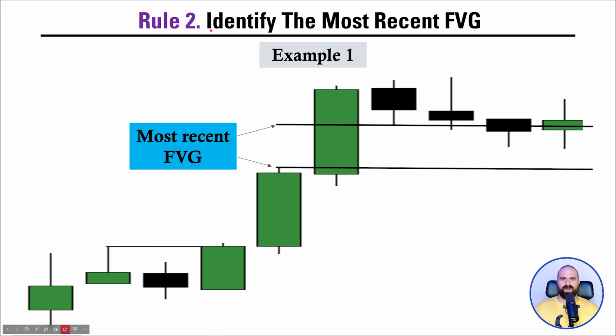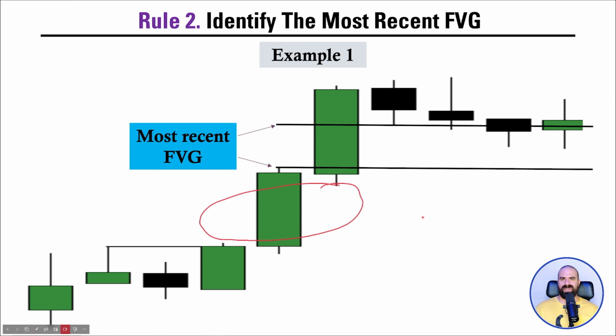Rule number 2 says identify the most recent FVG. FVG stands for fair value gap. The most recent, guys, what does it mean? It means the closest to price action. So if we are exactly right here, let's say, forget about the price action to the right, the most recent fair value gap is this fair value gap right here and not this one right here.